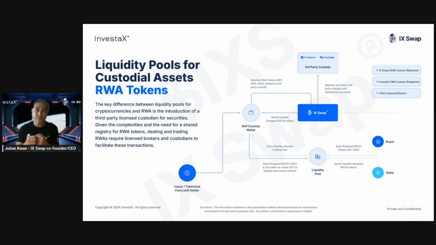And then when someone comes to buy and sell the RWA equity token, it's got to pass through a broker-dealer license. That's what this image is. That's what we built. That's 3 years of development in a nutshell. That's the magic of the platform, right?